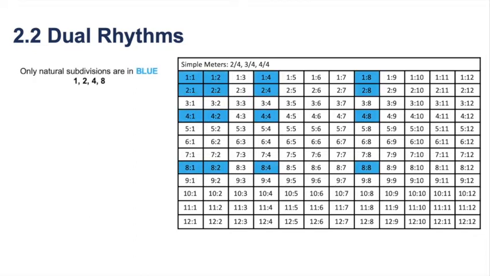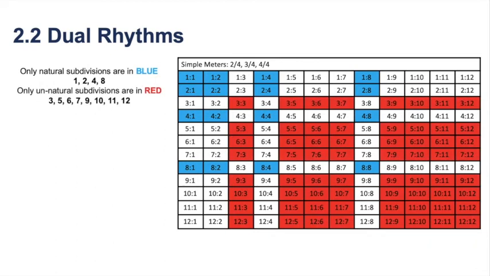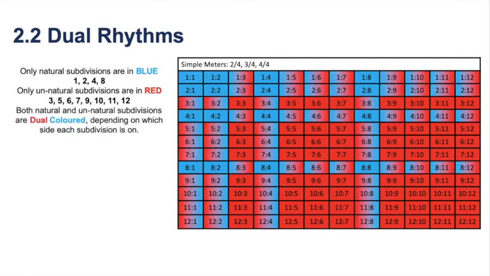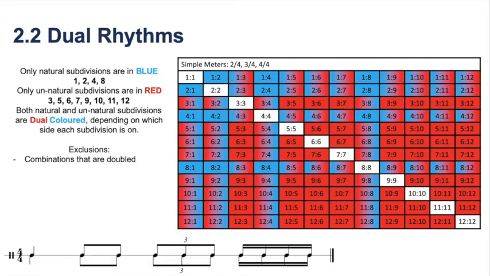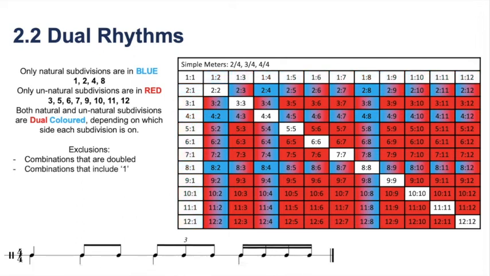Options with only unnatural subdivisions are in red. Options with both natural and unnatural subdivisions are dual-colored depending on which side the natural and unnatural subdivisions are. Now we can begin to exclude the combinations that are not suitable, like the combinations that have a repeated number, combinations that include 1, and combinations with only natural subdivisions.